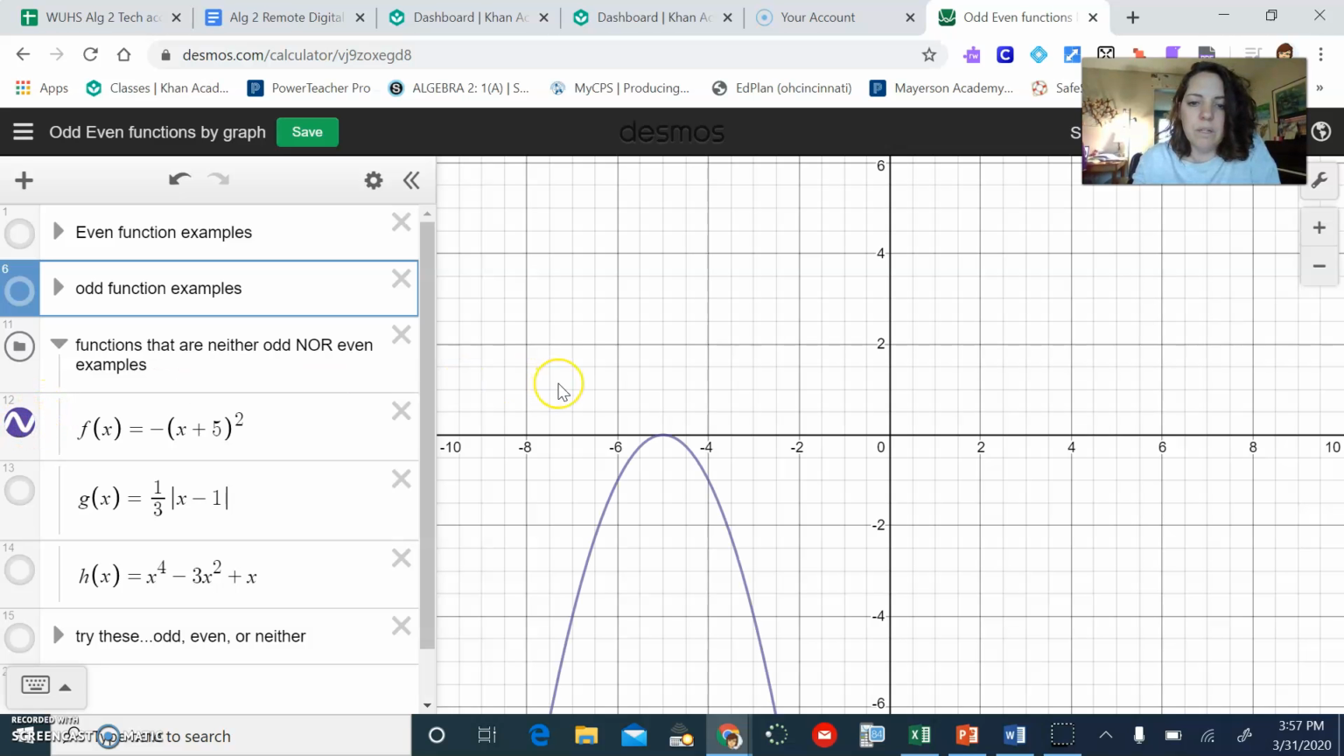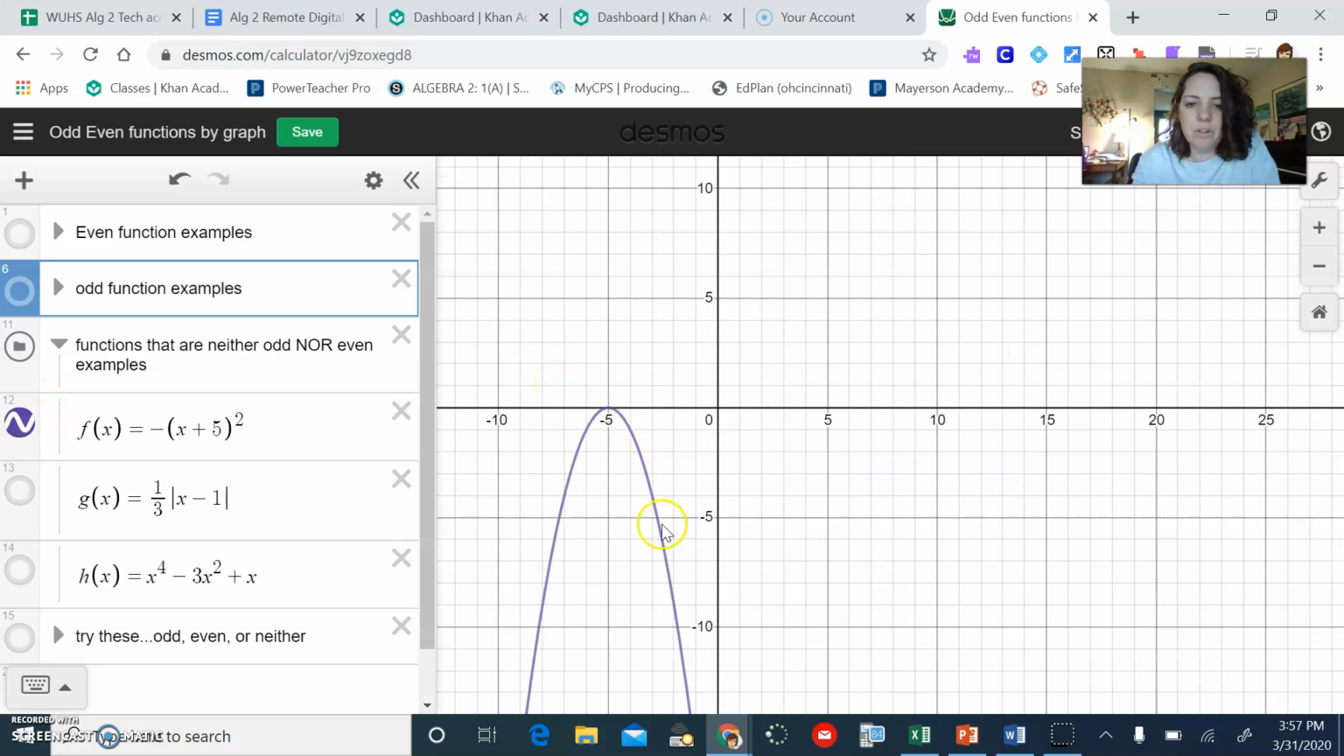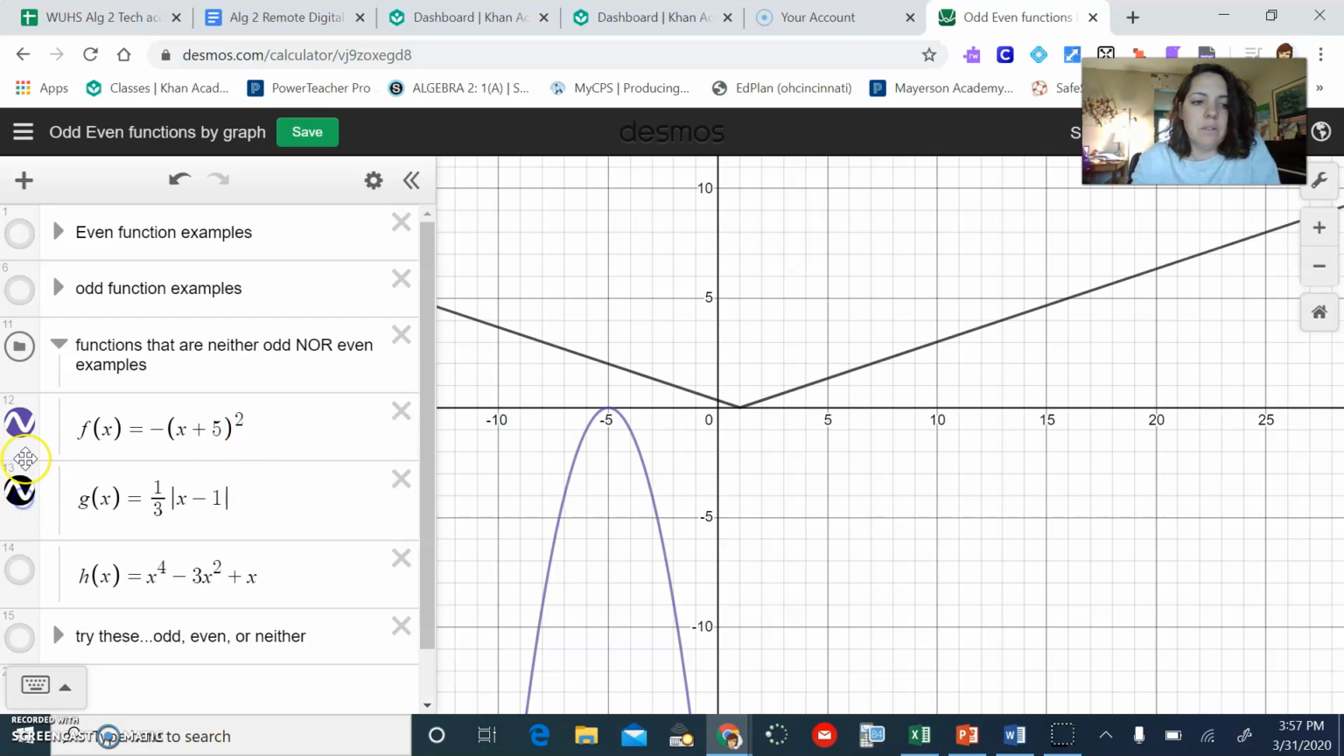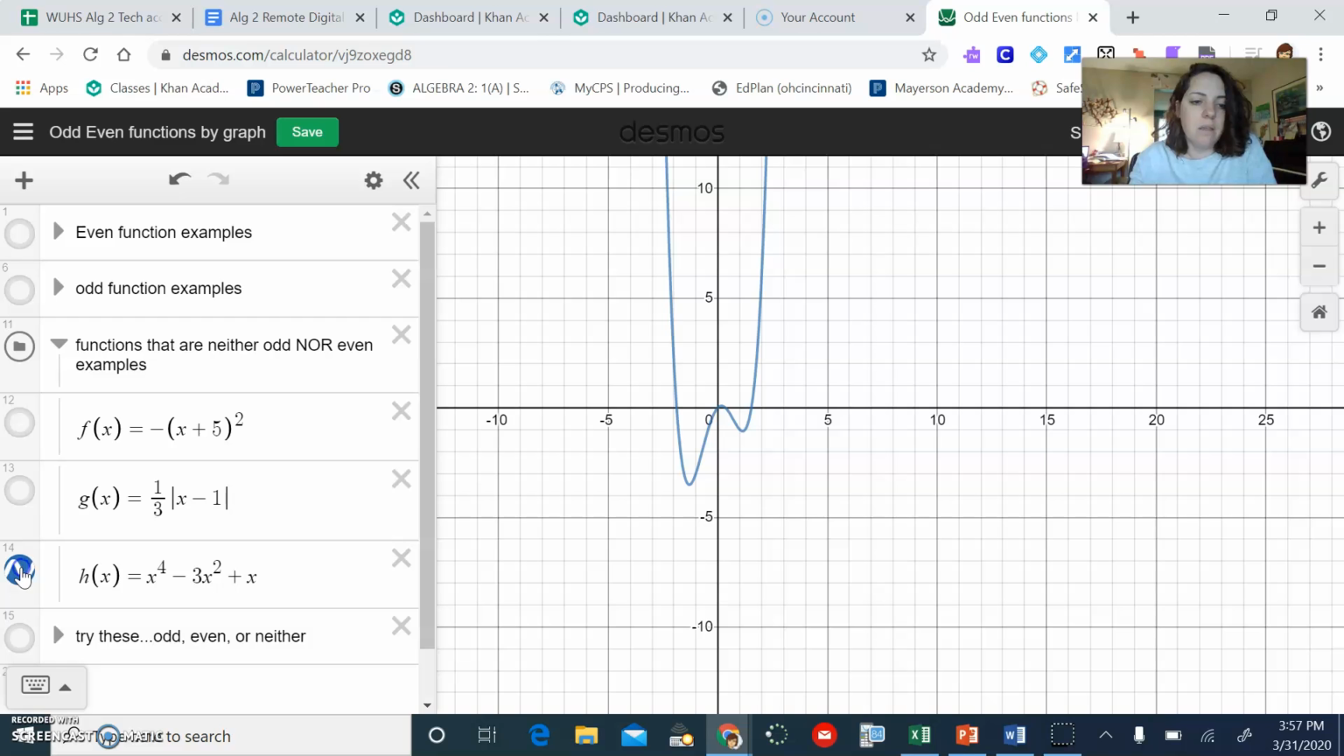Here's an example of one. Now this one has a symmetry about it, but it's not the y-axis and it's not the origin, right? Let's look at this guy. This one has symmetry. It's not the y-axis though, and it's not the origin. The center point or the center line that is the reflection.